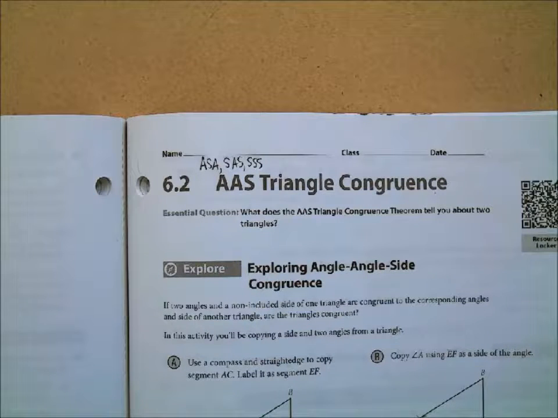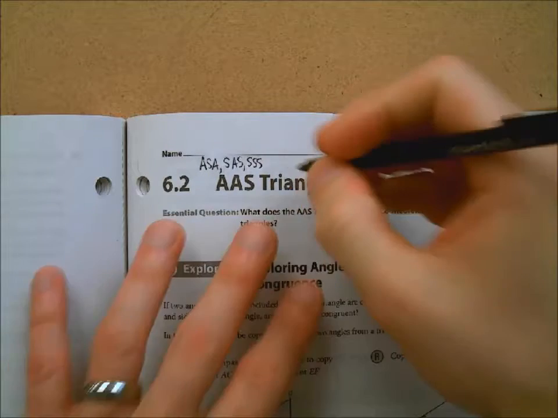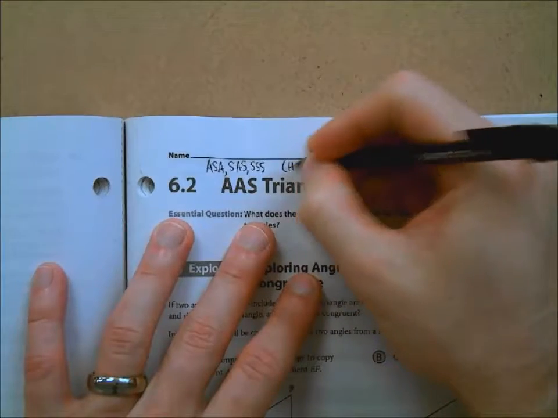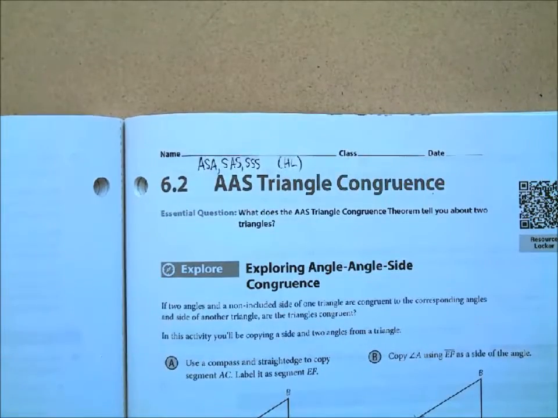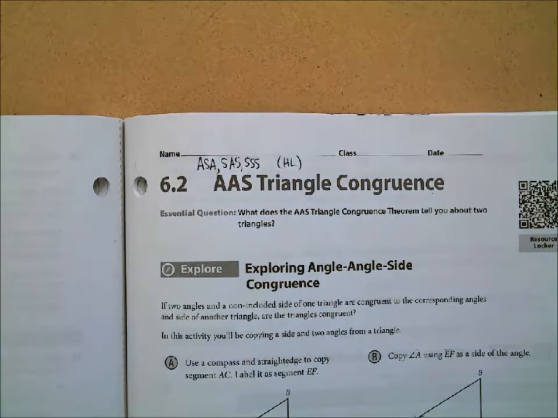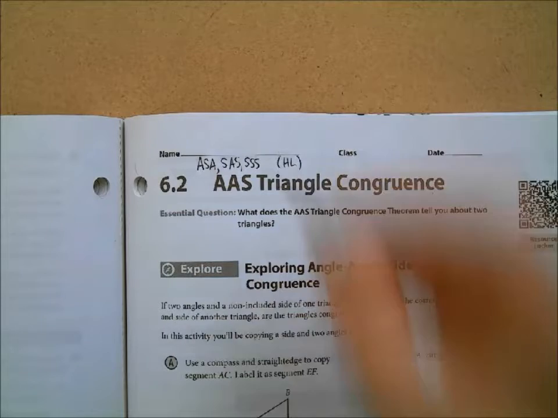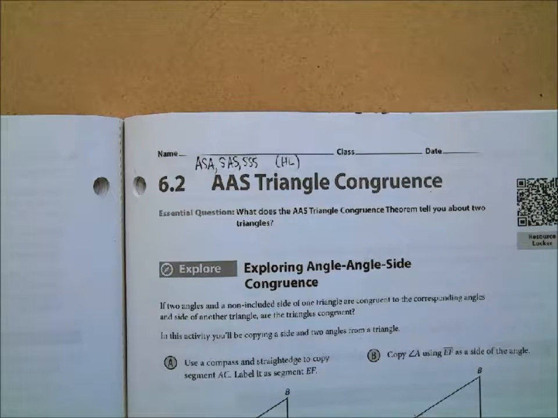responsible. There's one other one called hypotenuse leg, for right triangles too. But I don't think we're going to get to that, so we're not going to worry about that right now. But hypotenuse leg: if the hypotenuse of a right triangle is congruent to the other hypotenuse, and one of the legs is congruent to one of the other legs, then you're guaranteed that those two triangles are congruent. But we're going to focus on these four right here, okay?